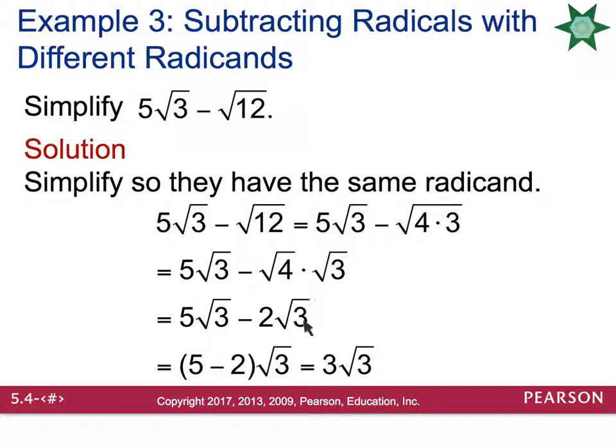Okay. Now we have what are called like radicals because they're the same thing inside the square root. What we're saying is we have 5 of these square root of 3's, and we're taking away 2 of those square root of 3's. That's what that coefficient means. So all you have to do is take 5 minus 2 and multiply it times the square root of 3. So 5 minus 2 is 3, and then times the square root of 3. If I have 5 of these square root of 3's, and I take away 2 of those, then I have 3 of those. That's what we mean by like radicals.